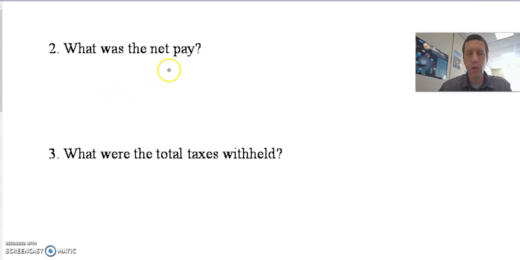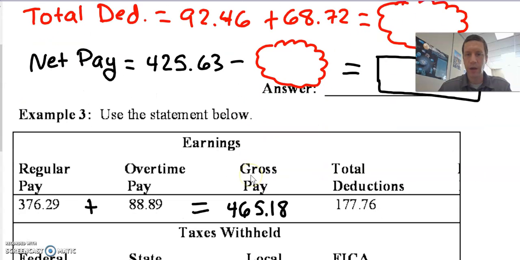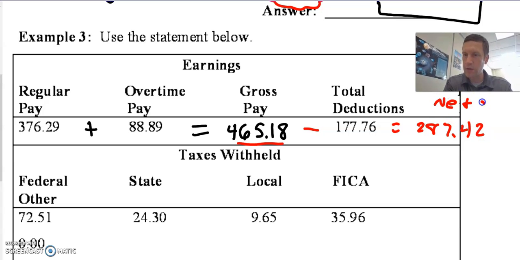So what was the net pay? So net pay is going to be $465.18 minus the $177.76. I get $287. Looks like that section's missing on this pay stub, but it should be right here. That's net pay. $287.42.